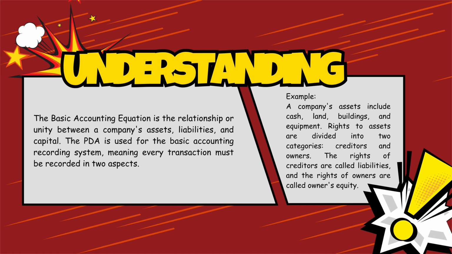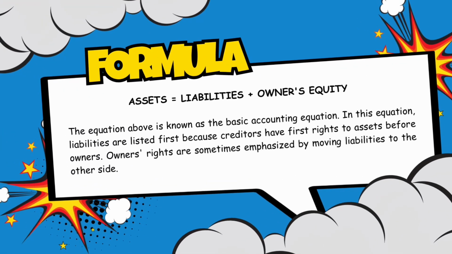This equation is used in basic accounting to make sure that every transaction is recorded into an account so the balance is well maintained. For example, a company may own assets such as land, buildings, and equipment. The rights to these assets are divided into two parties: creditors, whose rights are called liabilities, and owners, whose rights are called equity.